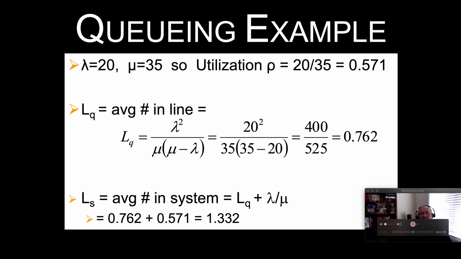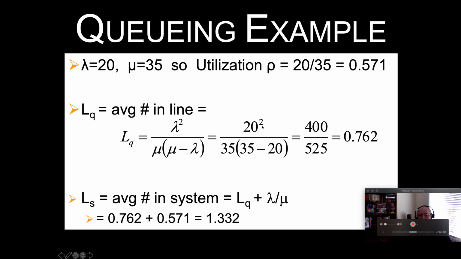So we have more than enough capacity under normal circumstances, right? 20 arrive, we can serve 35, no problem. So we have plenty of capacity. Average number of people in the queue.